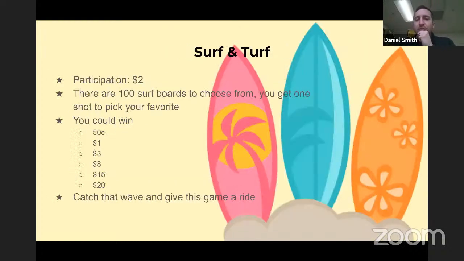Their next game is a surf and turf. There are 100 surfboards. You get 1 shot to pick your favorite. This is also kind of a selection game. So I will be honest, these were pretty basic. Just kind of choosing something out of a random drawing. I'm hoping that you can layer yours a bit better to where your probability models are intriguing and complex.